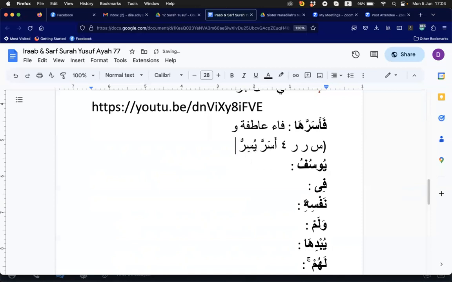Then the masdar: isra'an, isn't it? Islaman. Just do as per normal. Islaman becomes israran, the sin and ra. Here you open up the run, so it is basically normal, like islaman.